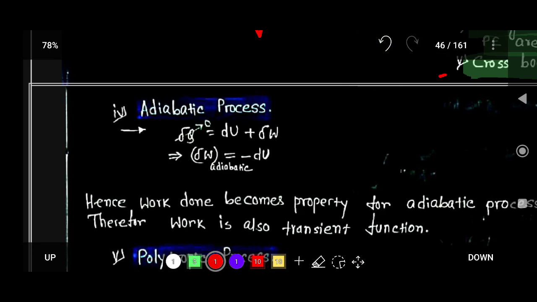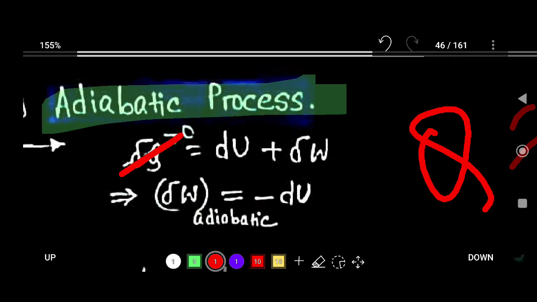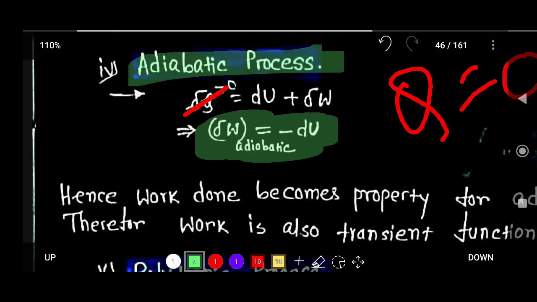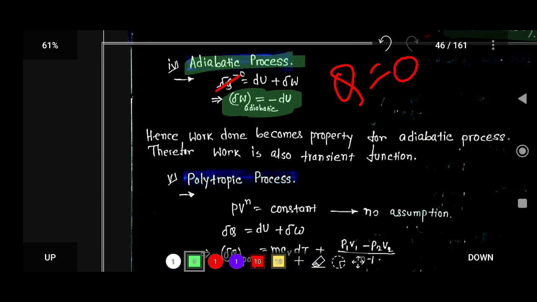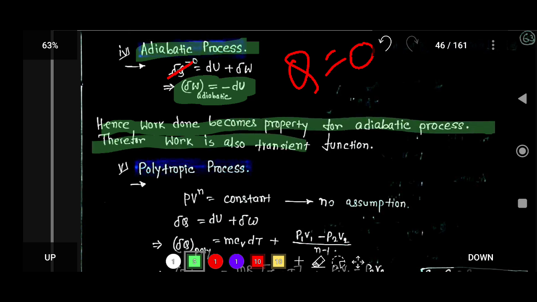Okay. Now focus on the adiabatic process. Adiabatic process means no heat transfer, that is Q equal to 0. So this term is 0, and we get du plus del w equals 0. So del w adiabatic equals minus du. Hence work done becomes a property for the adiabatic process. Therefore work is also a transient function.